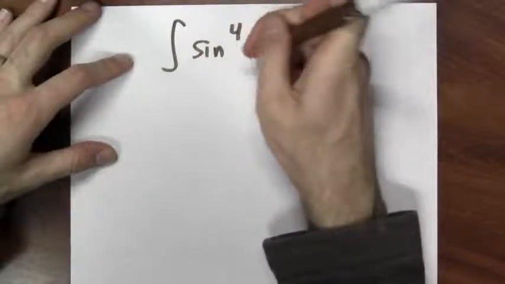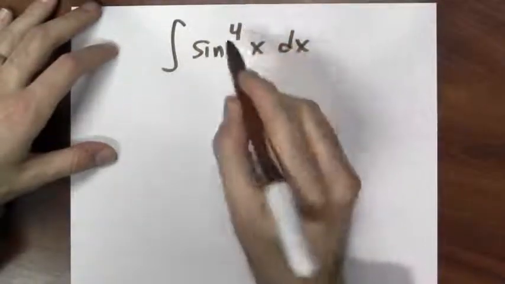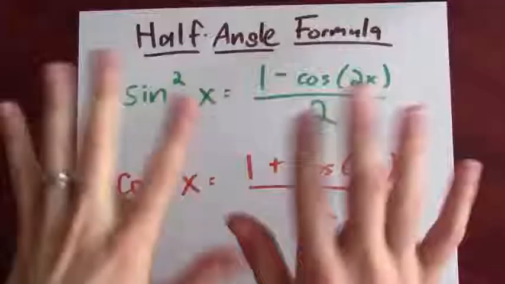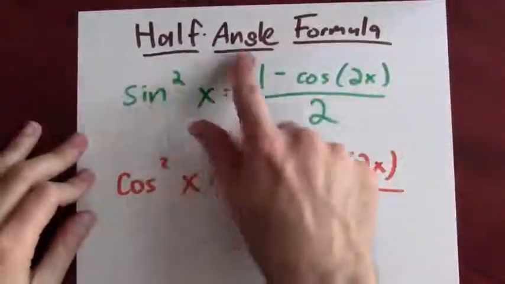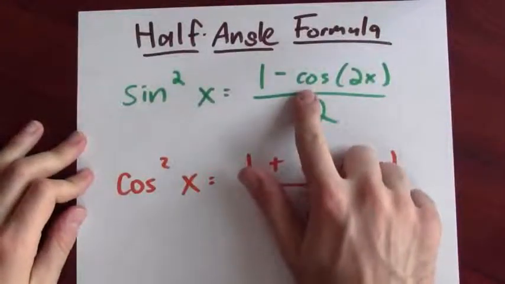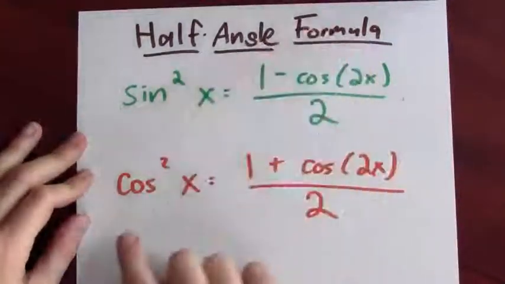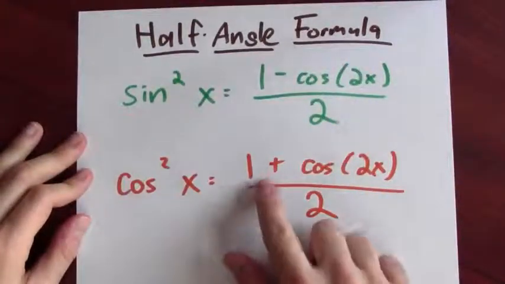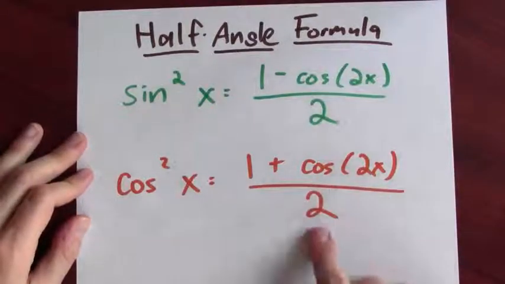But what if instead I'd had an even power of sine? Like maybe I want to anti-differentiate sine to the 4th power, right? So this is not an odd power, but an even power. Ah, that's harder. I can't trade in all of my sines for cosines because I need just one left over to make the substitution work. Instead, I'll use an identity, the half-angle formula. It lets me replace sine squared of x by 1 minus cosine of 2x over 2, and it lets me replace cosine squared of x by 1 plus cosine 2x over 2.